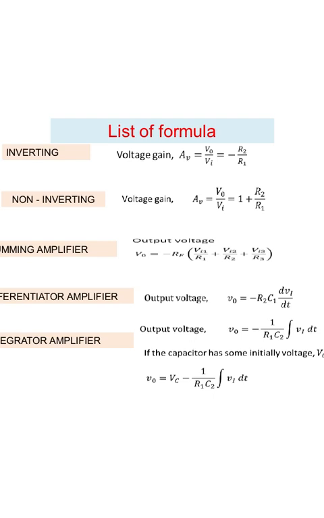VO is equal to minus RF times V1 by R1 plus V2 by R2 plus V3 by R3. Output voltage V0 is equal to minus R2 C1 dV1 by dt. V0 is equal to minus 1 divided by R1 C2 integration of V1 dt. With an initial capacitor voltage, V0 is equal to Vc minus 1 divided by R1 C2 integration of V1 dt.